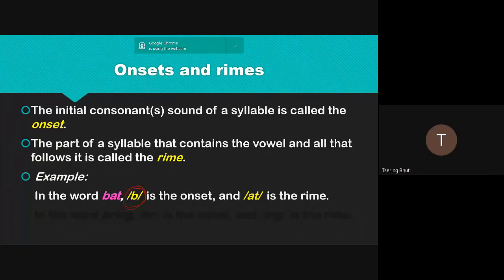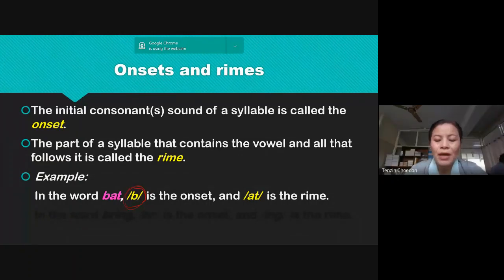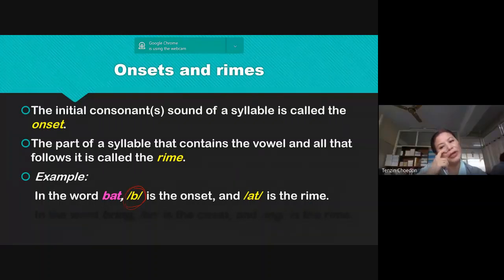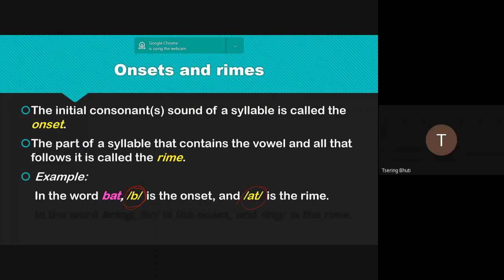In the word bat, b is the onset, and at is the rime. Otherwise, if we break it into phonemes, it will be different. But for rime, it's just the vowel and what follows it. A is the vowel, and after the vowel A, what is there? The sound t. So this one is the rime. This is how we break onset and rime.